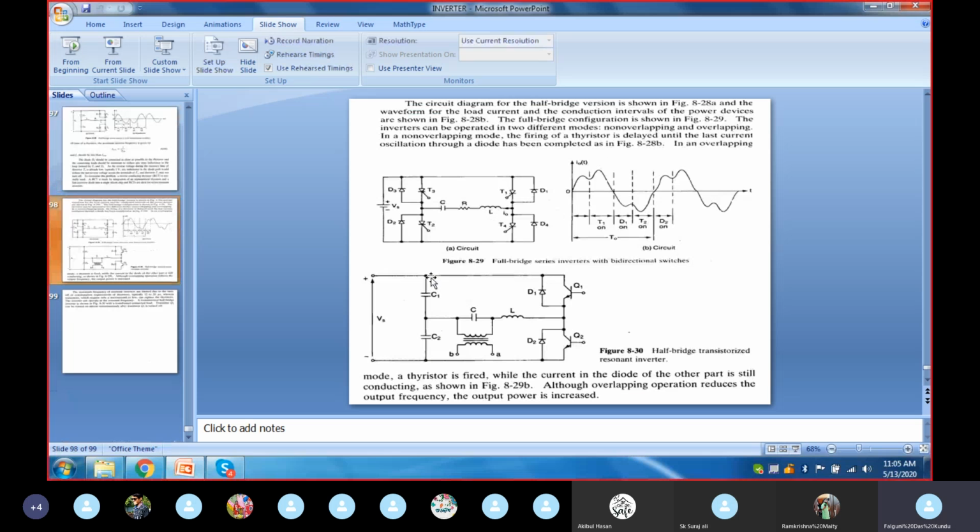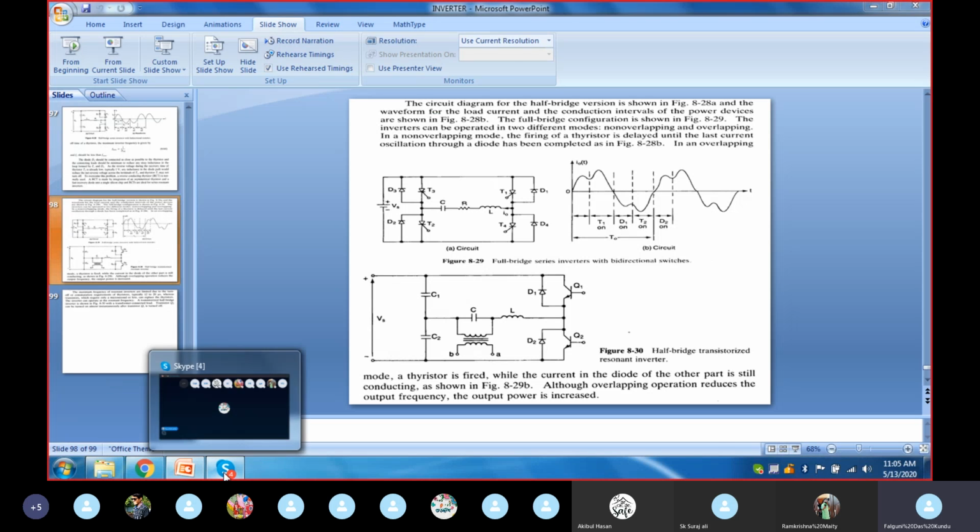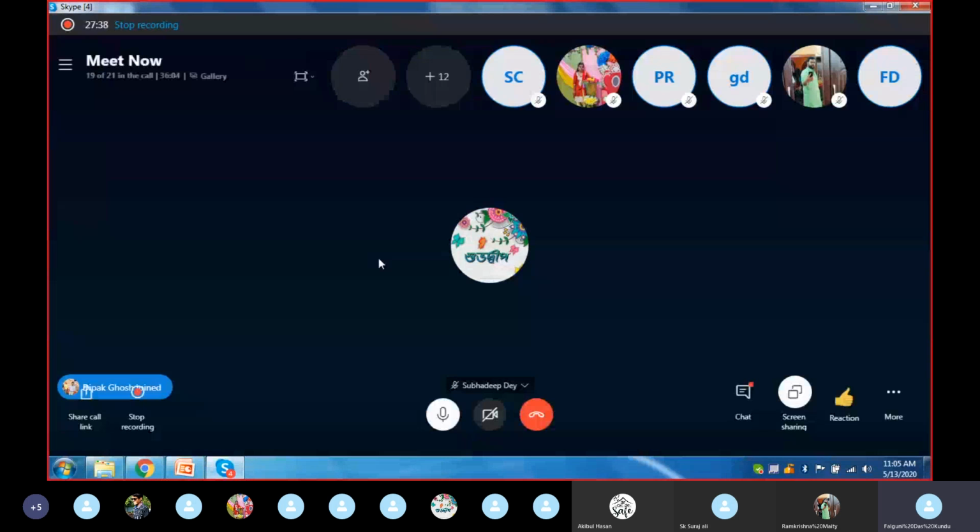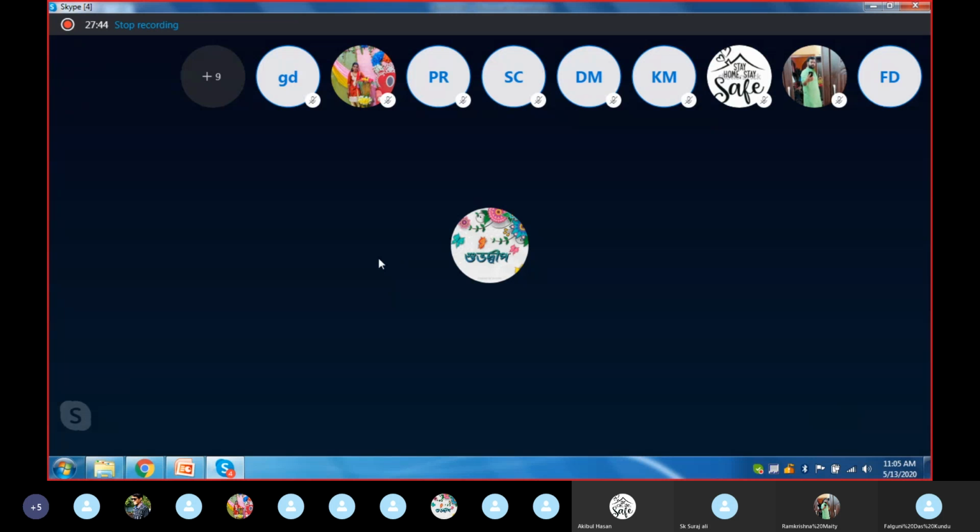And this is how the inverter chapter is completed. In the next class I will discuss the converters and the AC voltage converters.